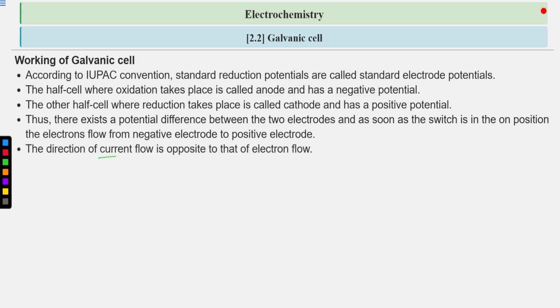The direction of the current flow is opposite to the electron flow. As I said, if electrons are flowing from the anode to the cathode, the current flows in the opposite direction. Current is represented by I. So current starts to flow from cathode to anode, always in the opposite direction to the electron flow.